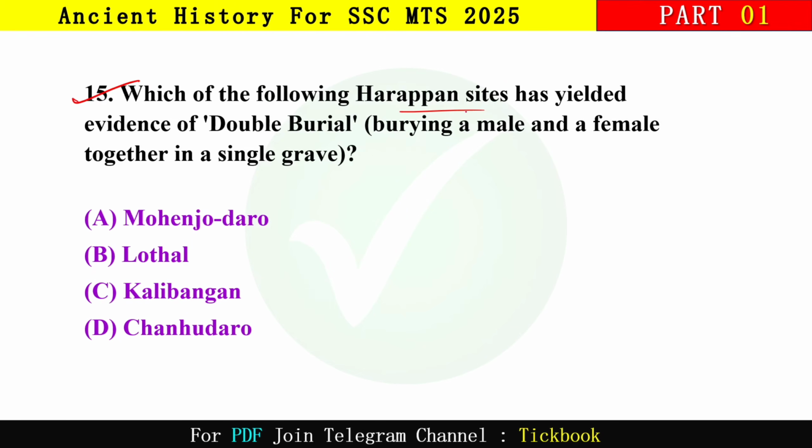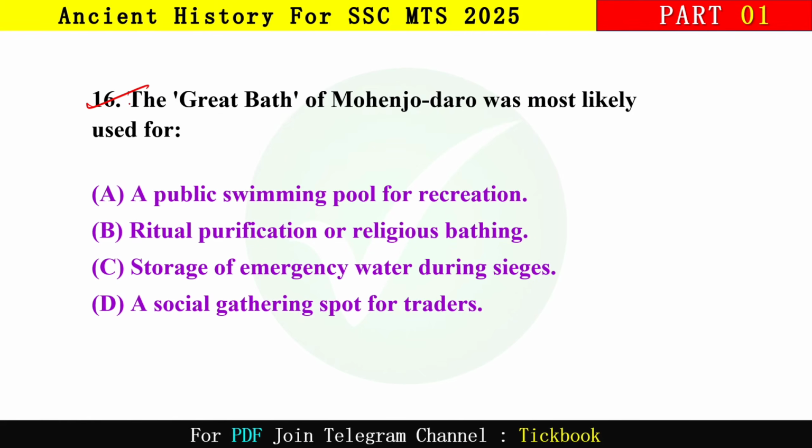Question 15, which of the following Harappan sites has yielded evidence of double burial, burying a male and a female together in a single grave? Option number B, Lothal. Question 16, the Great Bath of Mohenjo-daro was most likely used for? Option number B, ritual purification or religious bathing.